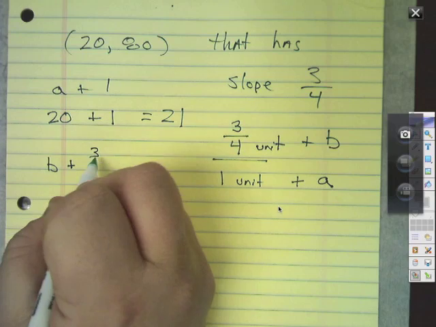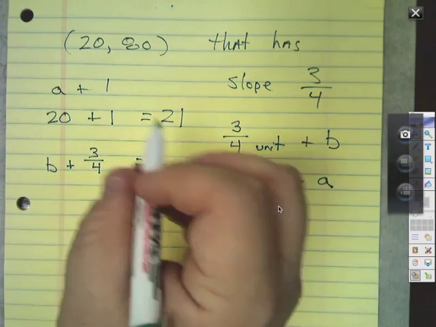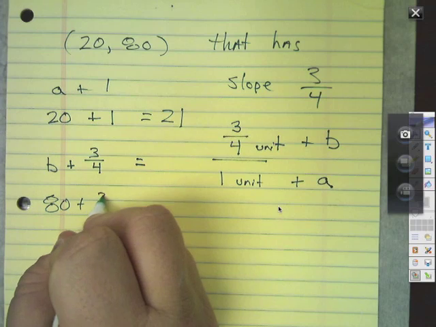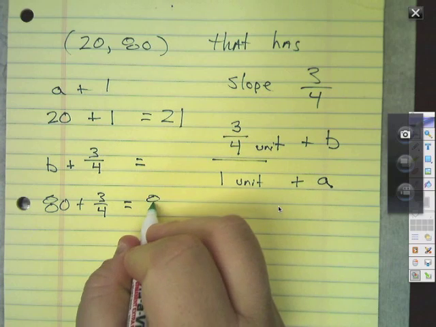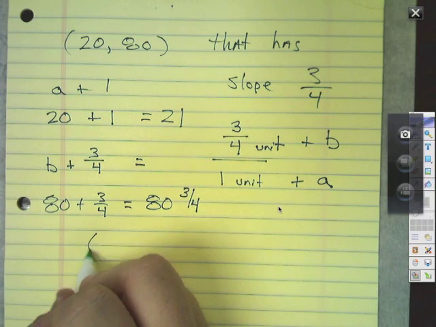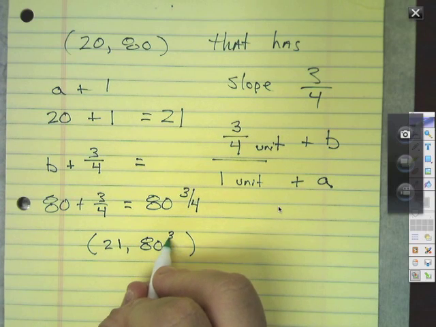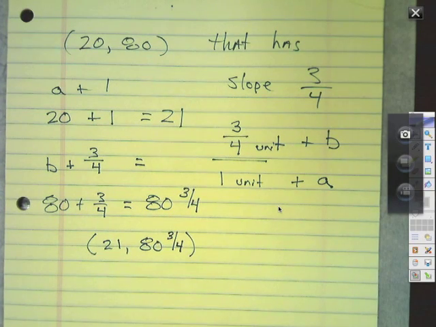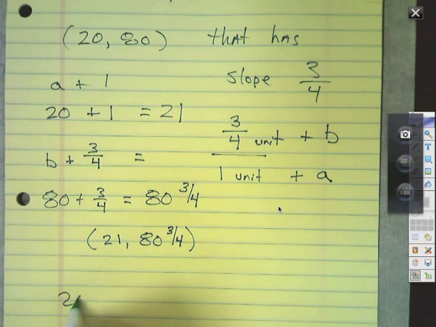Then we're going to take B and add 3/4, which is equal to 80 plus 3/4, which is equal to 80 and 3/4. So my new point is (21, 80 and 3/4). Now, Mr. Johnson has another way of doing this, and it's a lot easier way.